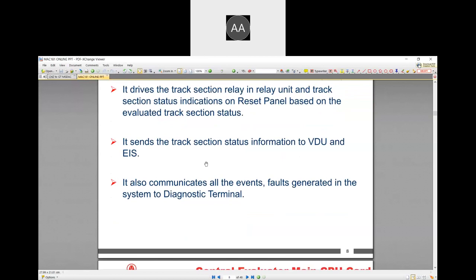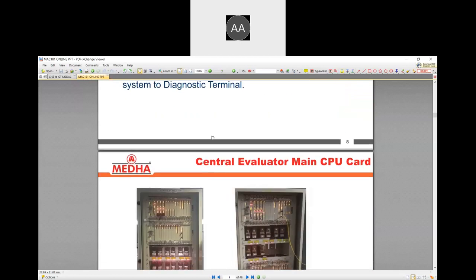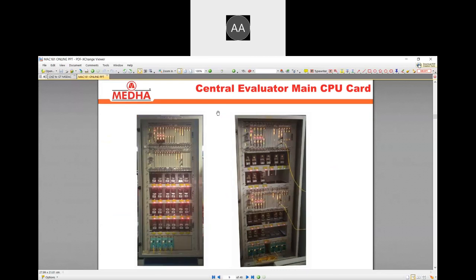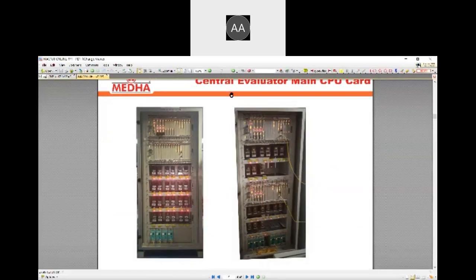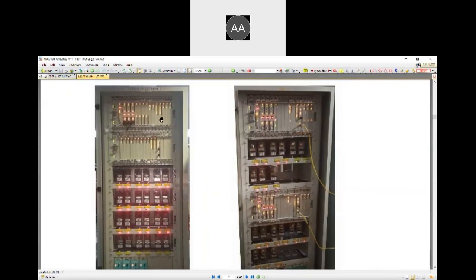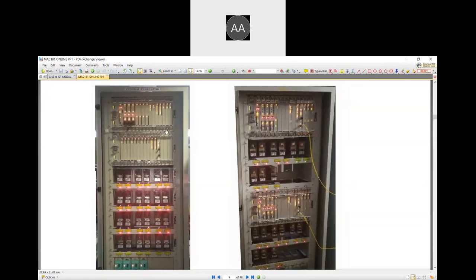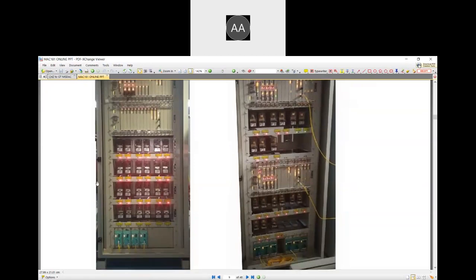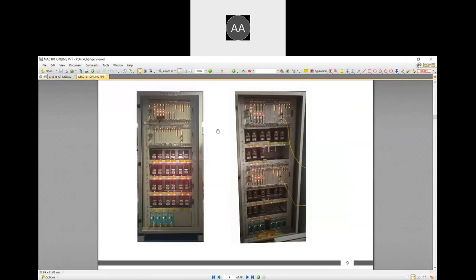Then this is the front fascia of the central evaluator unit, or the front fascia of the CEU. Here you can see this front system consists of different types of cards, along with the processor card and power supply card. As per the different types of communication, different cards are provided, and it has a section for the relays and for communication. We'll discuss every card that we use.